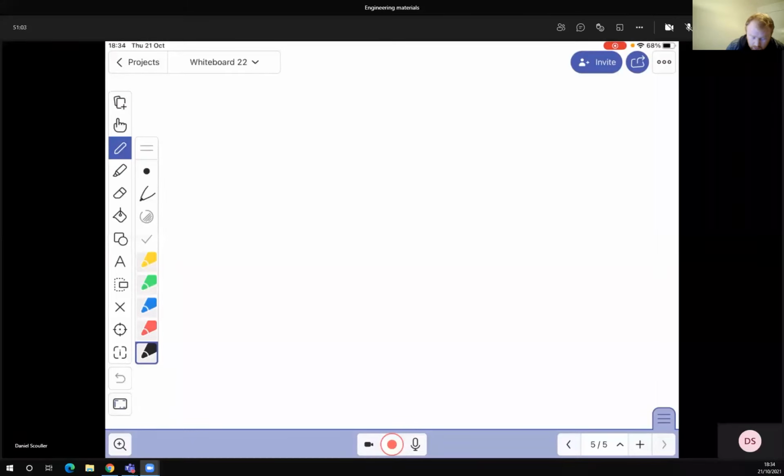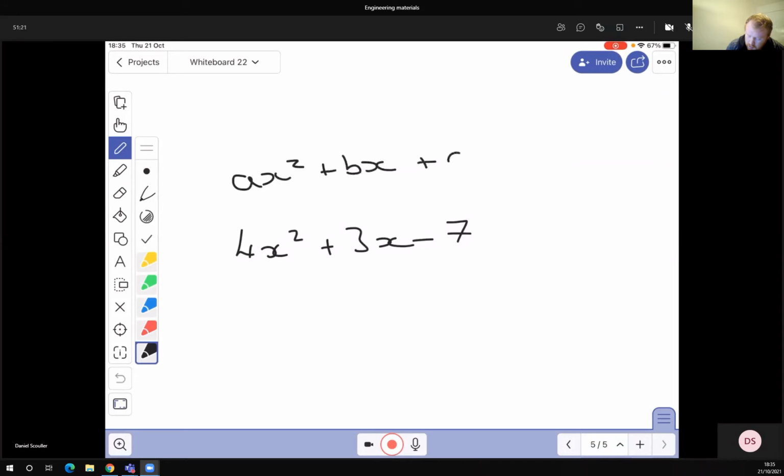And let's have a go at the term 4x squared plus 3x minus 7. So again, we're always looking out for ax squared plus bx plus c. A, b, and c in this case are just placeholders for a number, any number. In this case, 4, 3, and negative 7. Must have felt generous throwing in a negative.